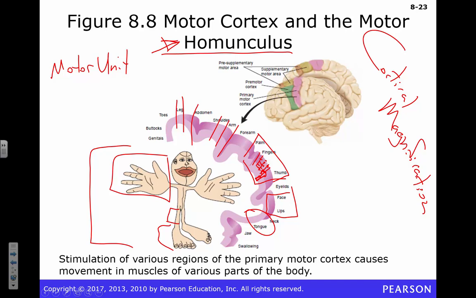Questions about the homunculus? It's kind of cool, right? You guys can go home and make one of these out of Play-Doh.